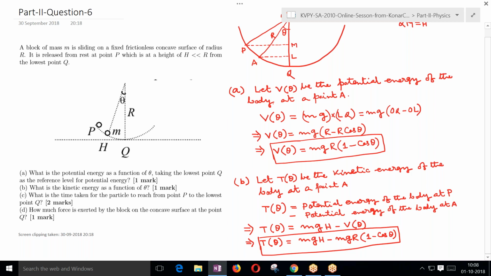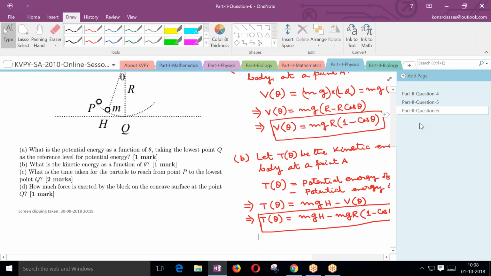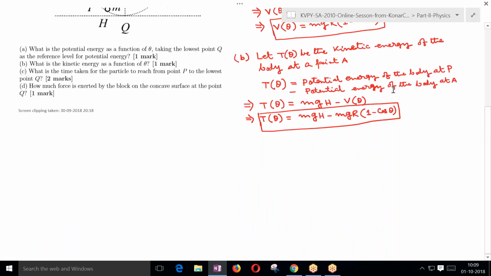Okay, fine. Now let's come to the third part of the question. What is the time taken for the particle to reach from point P to the lowest point Q? It is quite understandable that, as h is very, very less than r, the body executes simple harmonic motion with a time period of 2 pi into square root of r by g. If you have covered this portion in your school, it is fine. Otherwise, we can take it offline later and I can describe how this time period comes out.